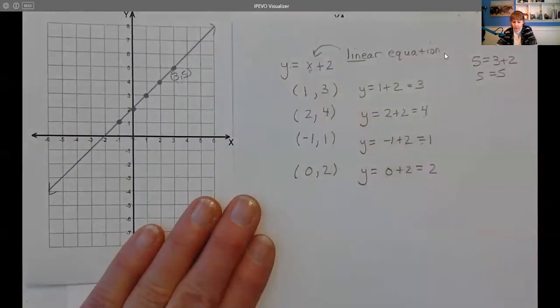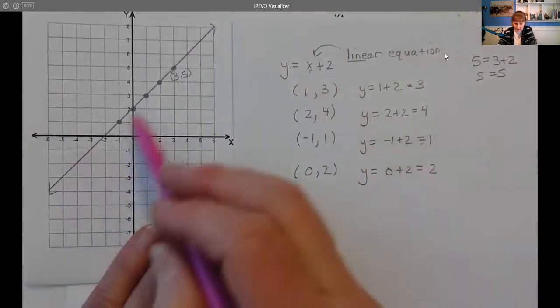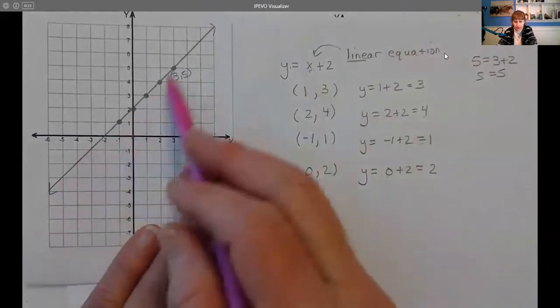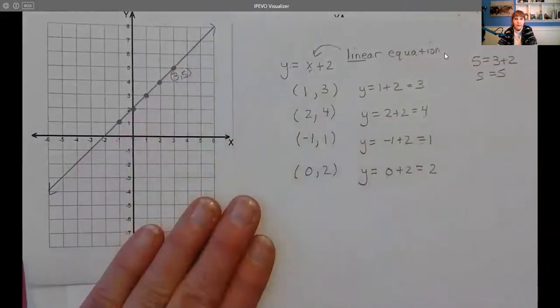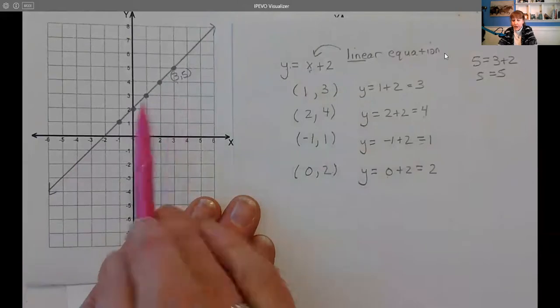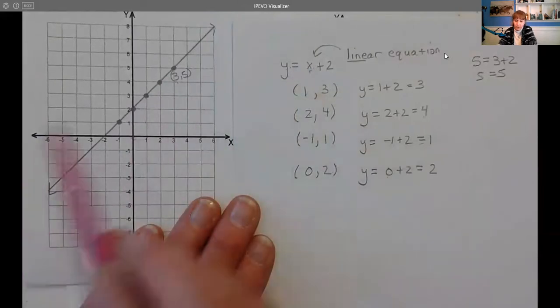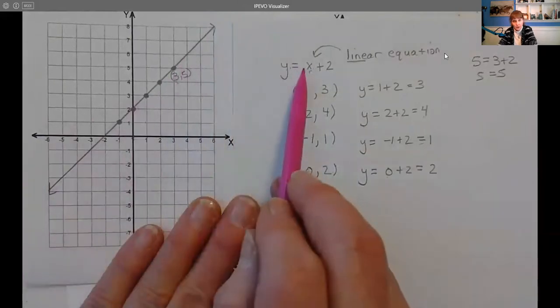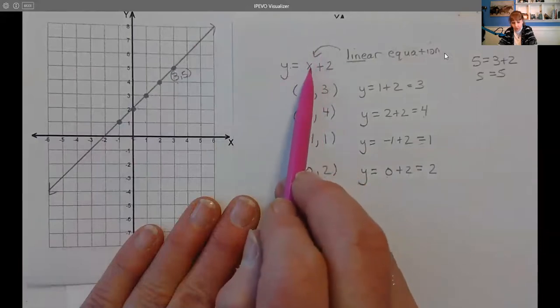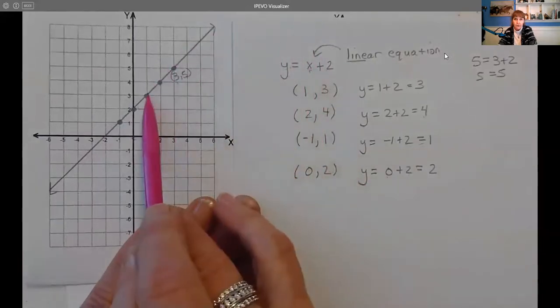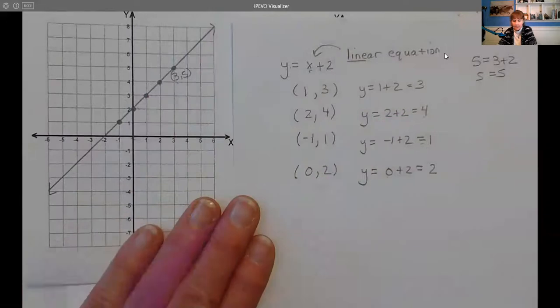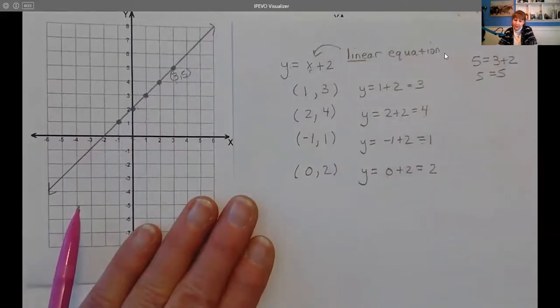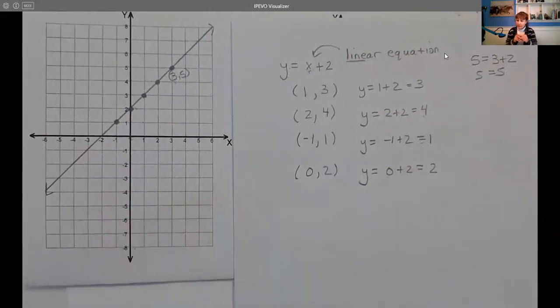So what we're going to do is look at this graph right here. We're going to look at some of the ideas that come from the graph, and then we'll relate it back to the equation. So if you're given a graph, you can find the equation. If you're given the equation, you can find the graph, by looking at some of these ideas. Sometimes it's a little easier than others, but for the most part, it shouldn't be too bad.